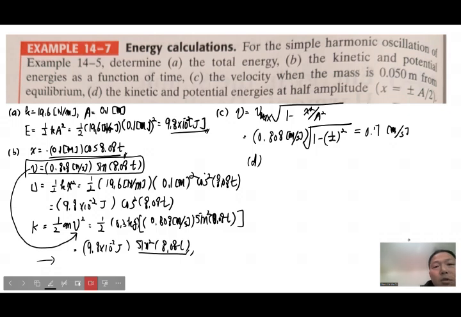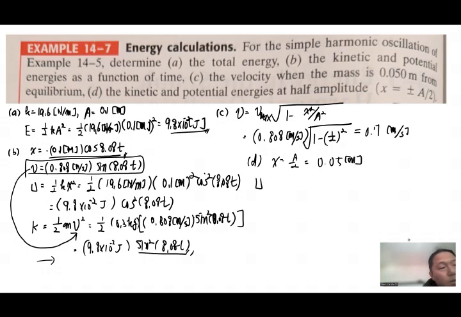The D, so we have to also determine the kinetic and potential energies at half amplitude. x is plus minus A over 2. So all we need to do is replace x with A over 2, maximum amplitude over 2, then you will find the numbers for the kinetic energy and potential energy. So here, when x equals A over 2, that is the same as 0.05 meter.